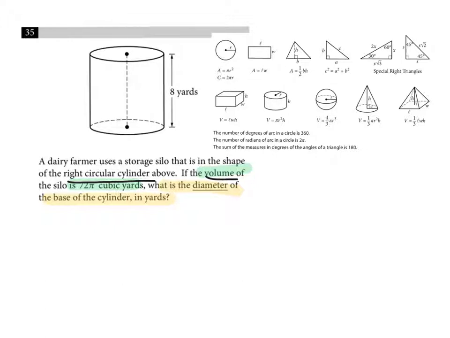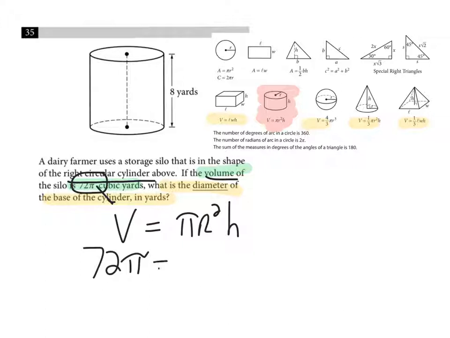So anytime you need the volume of a shape, here they give you 5 different volume formulas. Here we're using the right circular cylinder, which is right there. The volume is equal to pi r squared h. They tell you that the volume is 72 pi cubic yards, so I'm going to plug in the volume is 72 pi. In the picture, you are told the height is 8 yards, so I'm going to plug in h is 8.